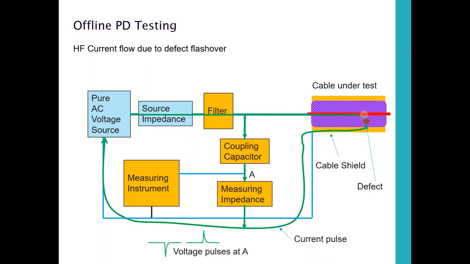If there's a defect, you're going to get the pulses coming through the shield and back down. And by capacitive coupling across the conductor and the shield, we're able to take a measurement voltage between the capacitive coupling and the measuring impedance. So we're actually doing measurement here. And that's what we're looking for.